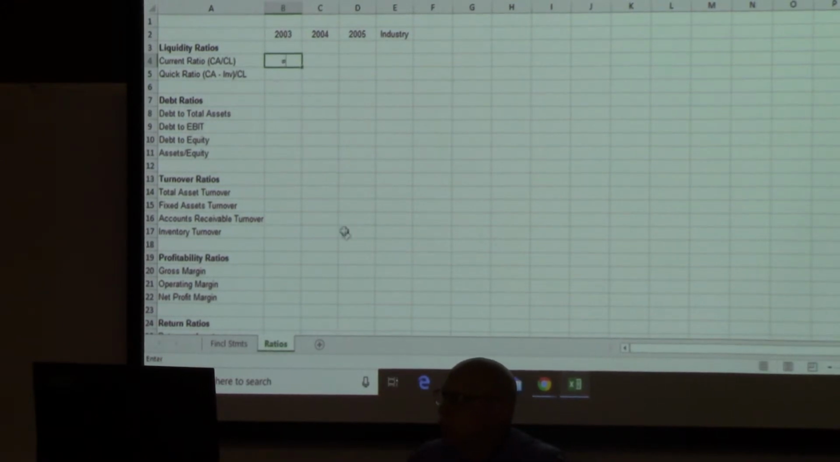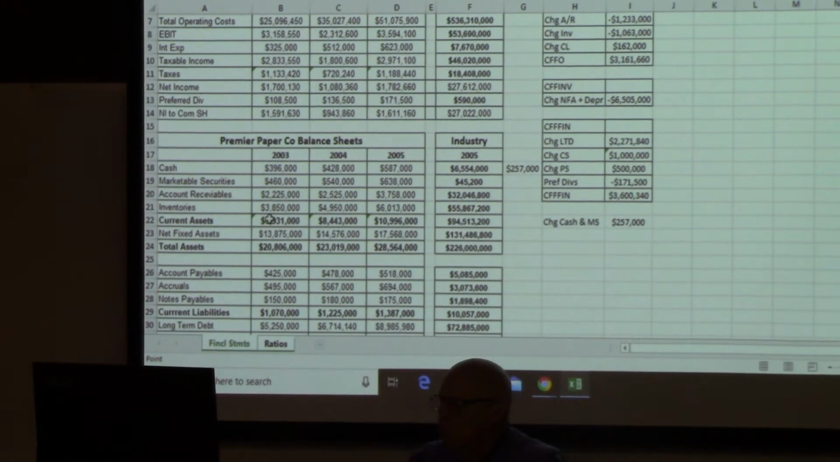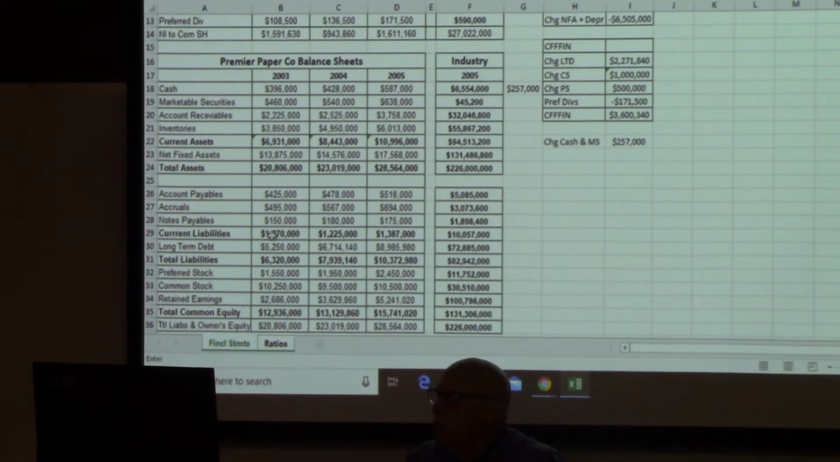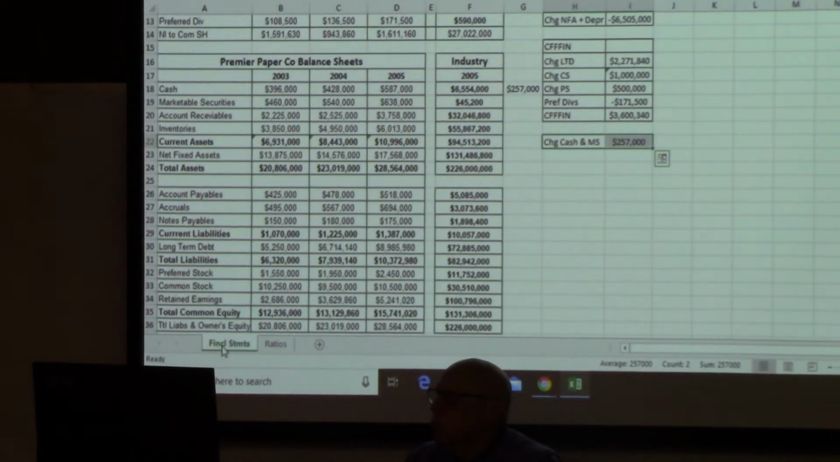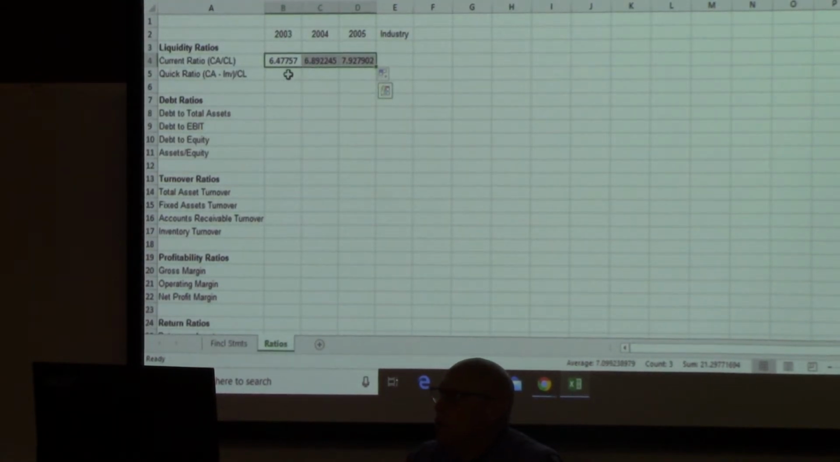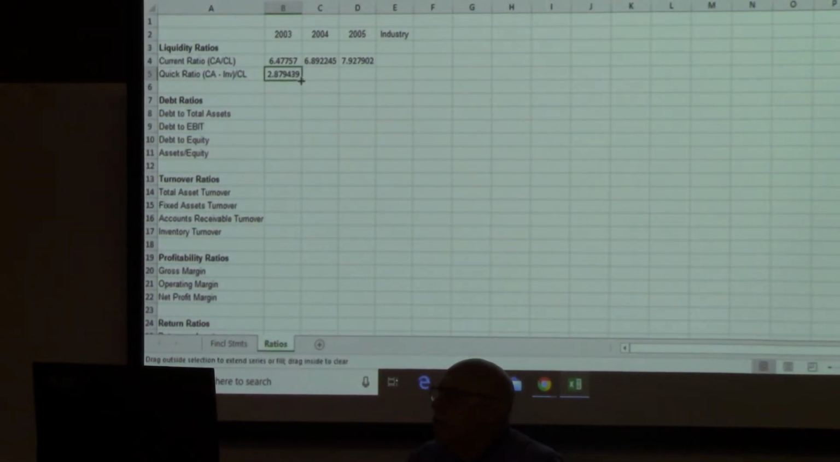So this is equal to current assets divided by current liabilities. And we can drag this out. Let's make sure the years are lining up. Then we'll do the quick ratio, which is equal to current assets minus inventory, divided by current liabilities. And we'll drag that out. Okay.